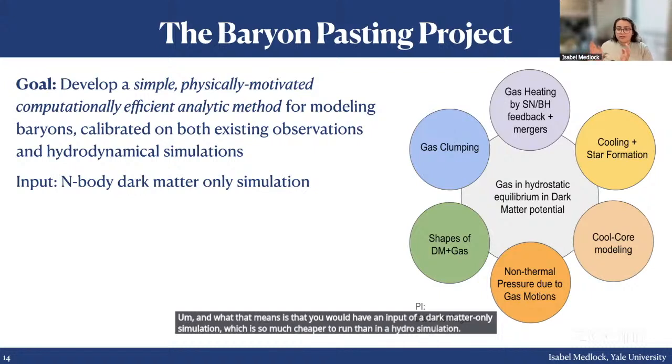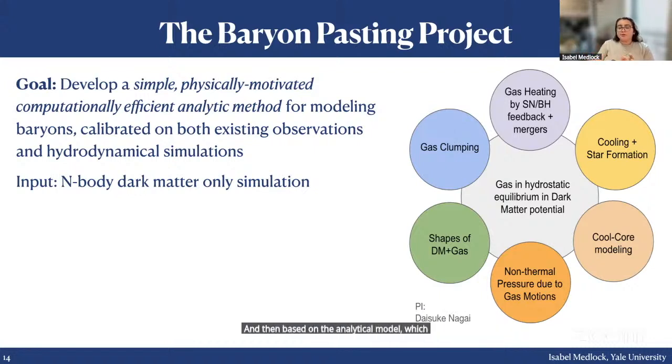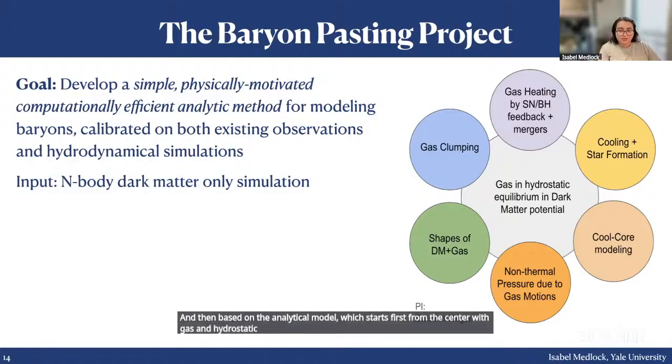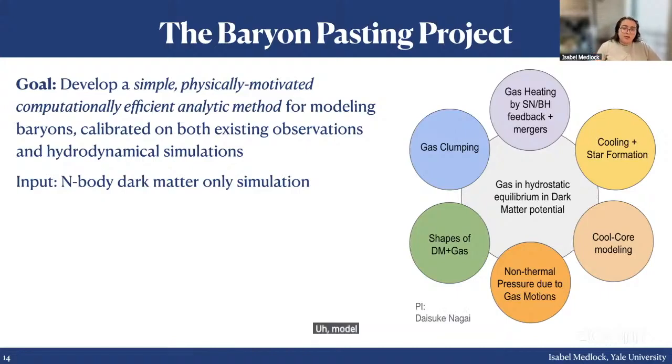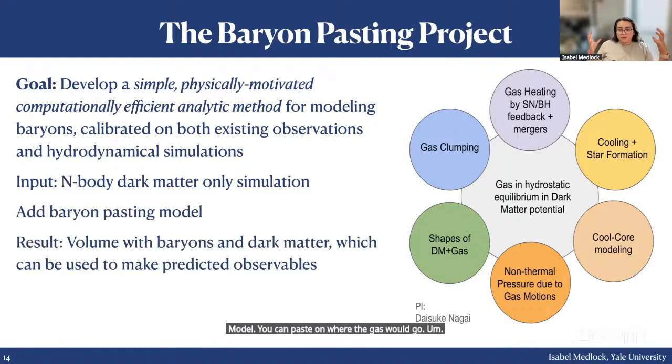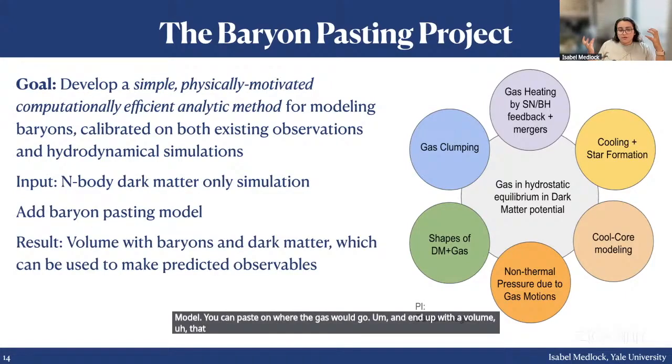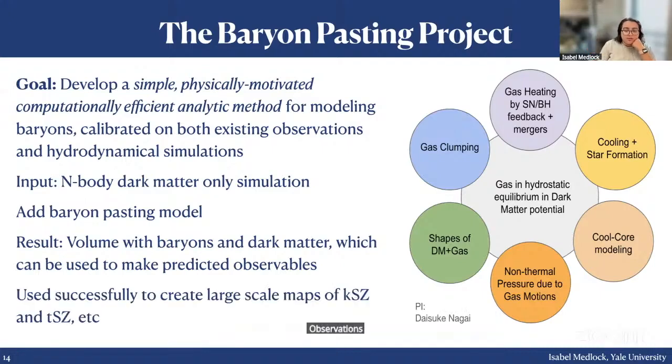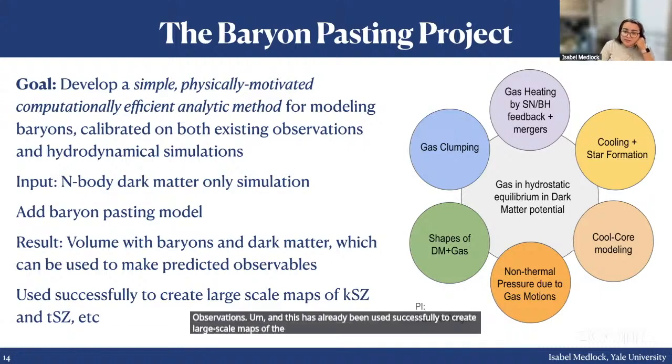And then based on the analytical model, which starts first from the center with gas in hydrostatic equilibrium with the dark matter potential, and then adding different gas physics, it's a growing model. You can paste on where the gas would go and end up with a volume that contains both dark matter and baryons, which is much cheaper to get. And then from that, we can make predictable observations. And this has already been used successfully to create large-scale maps of the kSZ and tSZ effects.